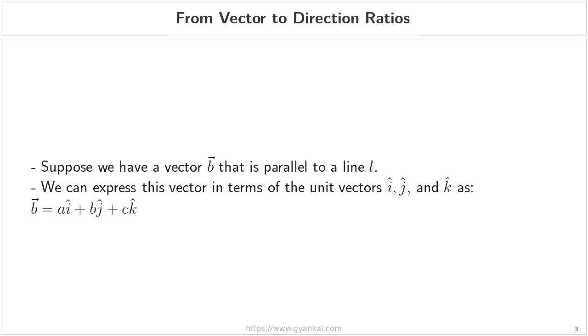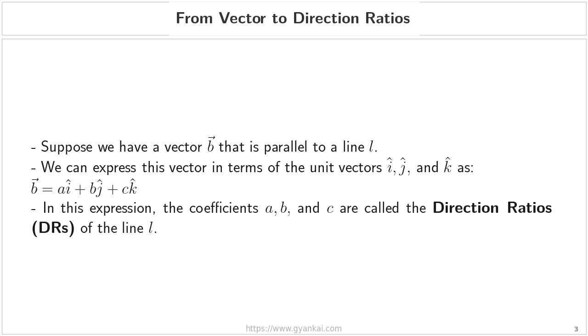To describe this direction precisely, we can express this vector in terms of our standard unit vectors, i hat, j hat, and k hat. We can write this as vector b equals a i hat plus b j hat plus c k hat. Now pay close attention to the numbers here. In this expression, the coefficients, which are the values a, b, and c, are what we call the direction ratios, or DRs, of the line L, as we will see in the next slide. These three numbers are the key to constructing the vector itself.